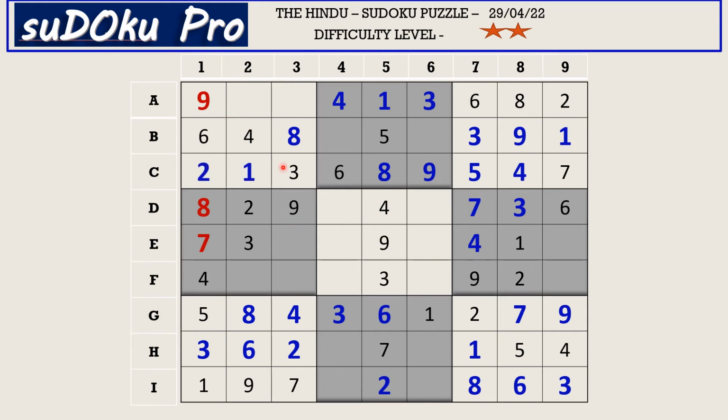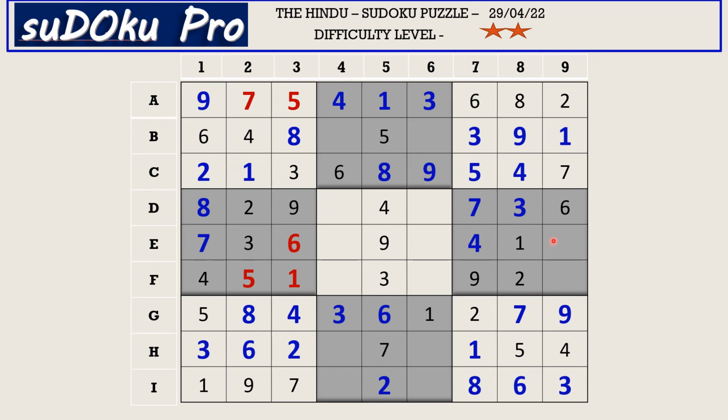In block 1, there are only 2 empty cells and the missing numbers are 5 and 7. There is a 7 blocking from here. So A3 takes 5 and A2 takes 7. The only missing number in column 2 is 5. In column 3, there are 2 empty cells and the missing numbers are 1 and 6. There is a 1 blocking from here. So E3 takes 6 and F3 takes 1.